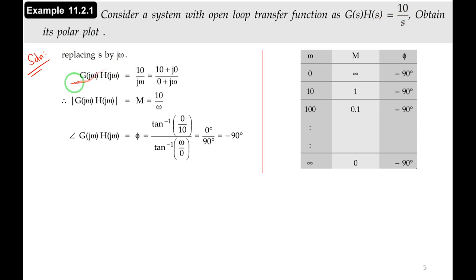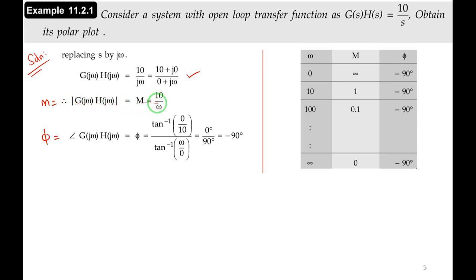First we'll replace s by j omega in the open loop transfer function. So G(j omega)H(j omega) equals 10 by j omega. Express in complex form, (10 plus j0) over (0 plus j omega). Then get the magnitude M, then get the phase phi. You know how to calculate magnitude. If you have any doubts about how to calculate magnitude and phase, ask me and I will tell once again, no problem. So magnitude M is the magnitude of G(j omega)H(j omega).